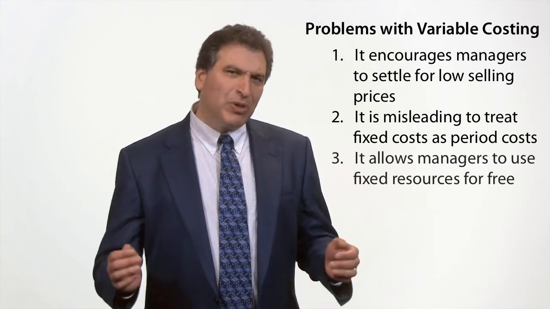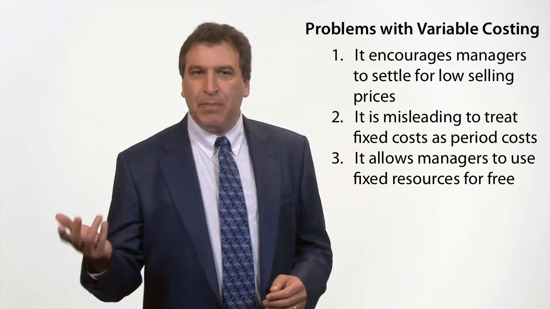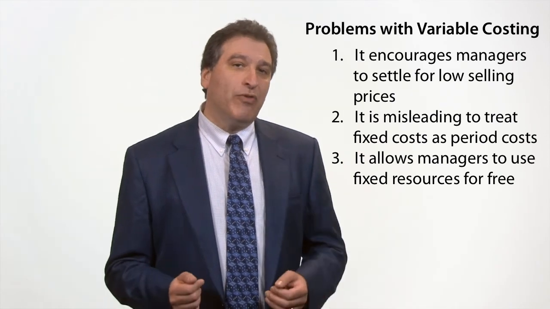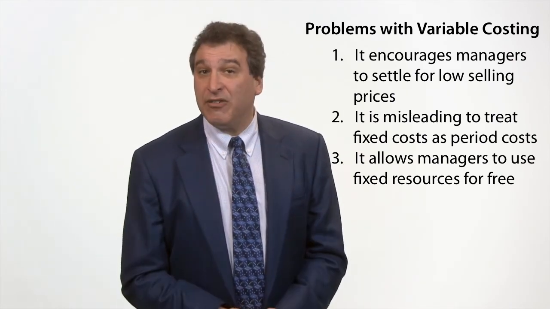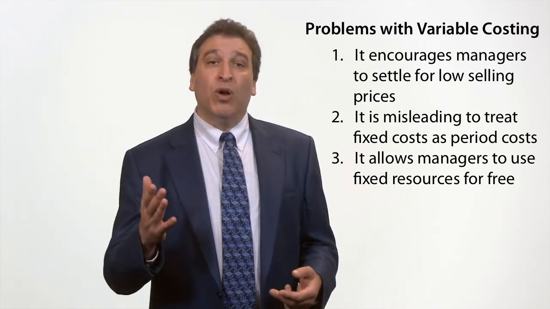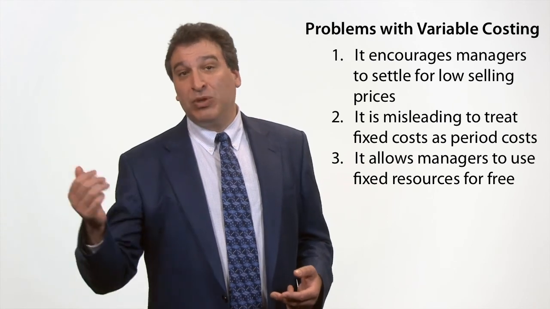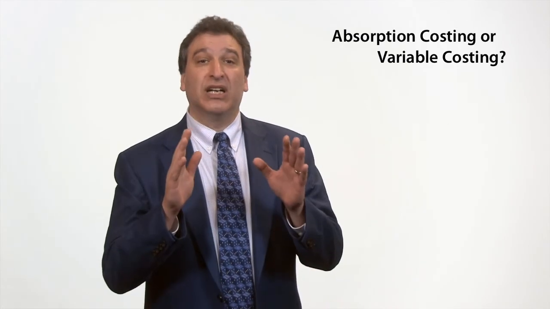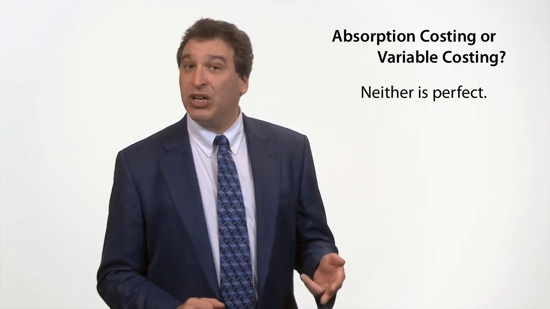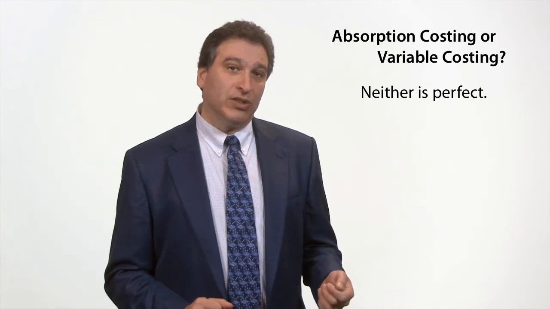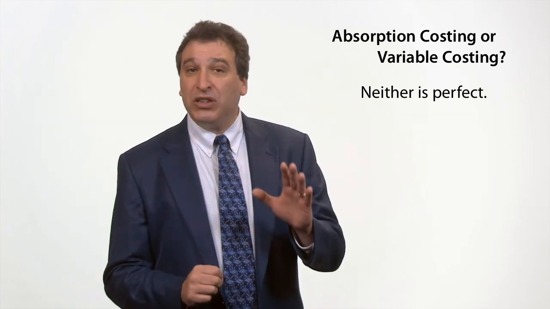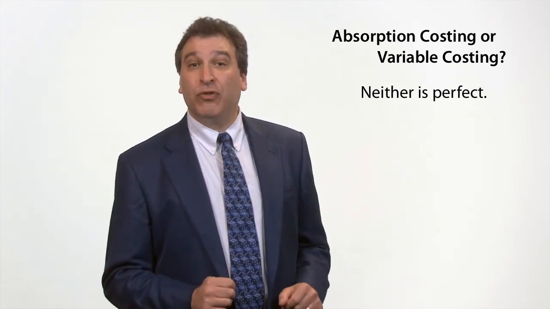Finally, variable costing is effectively letting managers use our fixed resources for free. So they might end up overusing them. If everyone starts using a lot of machine time, we're going to run out of capacity, which will cost us revenue, or we'll buy more capacity, which will be expensive. So again, no system is perfect. Both absorption costing and variable costing give us very useful reports, but they aren't perfect reports. The key for you is to understand what those imperfections are so you can avoid being misled.